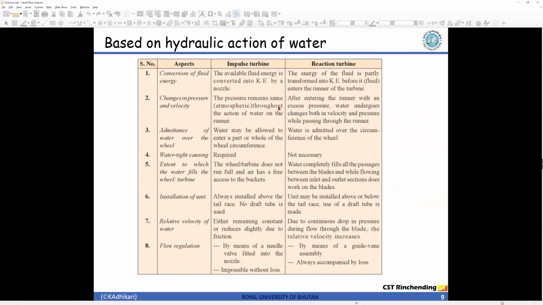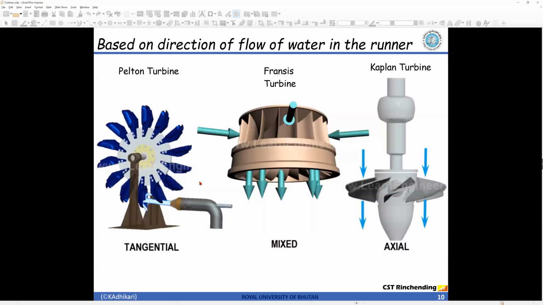And there's a difference between the hydraulic action of the impulse turbine and the reaction turbine. Most importantly, you can read this conversion of fluid energy, which is talking about the interaction of fluid and the runner. So available fluid energy is converted into kinetic energy by a nozzle. Like I said, here the energy of the fluid is partially converted into kinetic energy before the fluid enters the runner. That's the major difference, and there are many others which I would like you to read through. It is self-explanatory, and when you read it, you'll understand it.